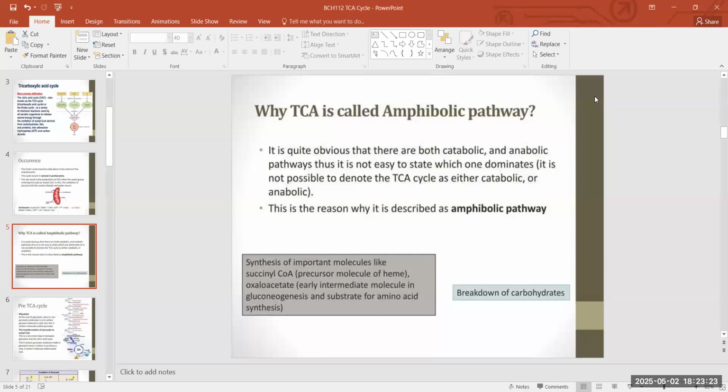Because in it, there is synthesis of very important compounds that can be channeled to production of other compounds. For example, succinyl-CoA is one of the intermediates of the TCA cycle, and it is required for synthesis of red blood cells, or rather the synthesis of heme. So the heme protein present in the blood is synthesized from succinyl-CoA. Oxaloacetate is also an intermediate in the TCA cycle that can be converted to glucose through gluconeogenesis. It also can be converted to amino acids for the synthesis of protein.